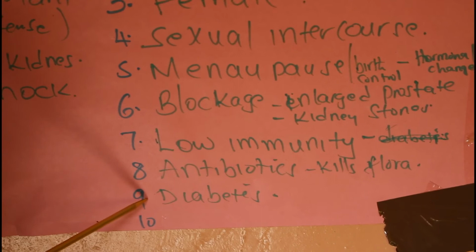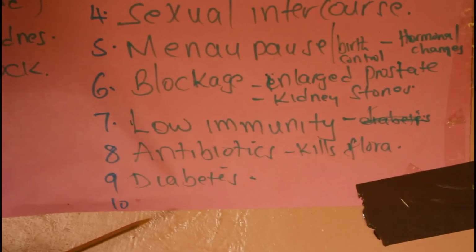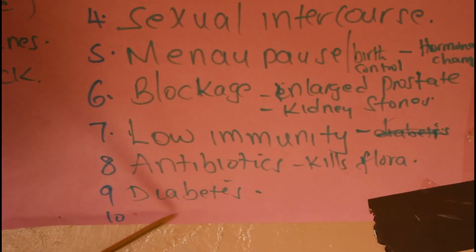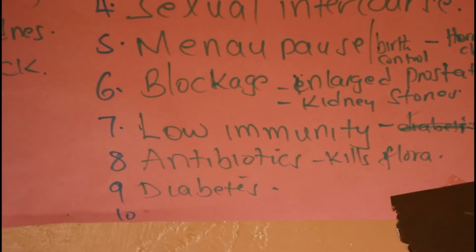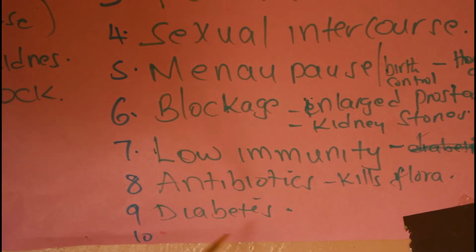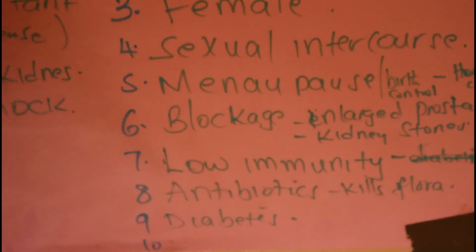The ninth point here is diabetes. Remember, diabetic patients have sugar in the urine. You need to understand that sugary content promotes the growth of bacteria. So when you are diabetic, you are also at high risk of developing UTI.